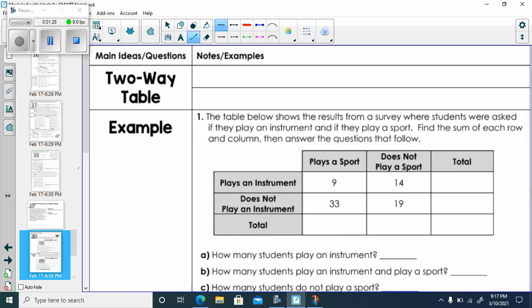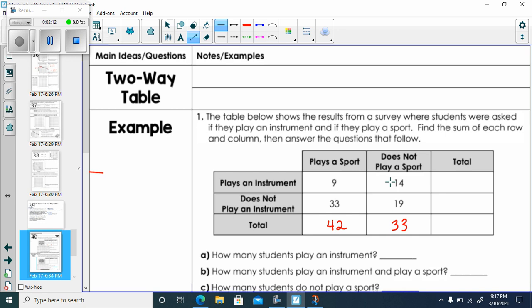For instance, if I've got this sitting right here, and I want to know the total number of people that play a sport, okay? Those that also play an instrument and those that don't, I'd add those two together. And that would give me 42. So there are 42 people who played a sport, okay? Now, how about here? If you want to know how many do not play a sport, I'd add these two together, all right? And I would come away with 33, okay? 33 people did not play a sport.